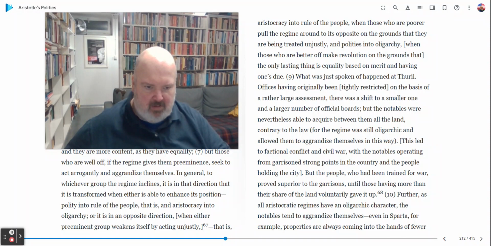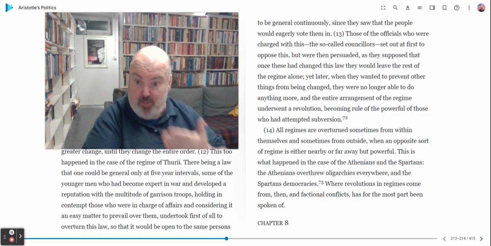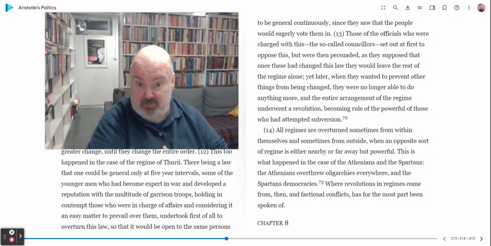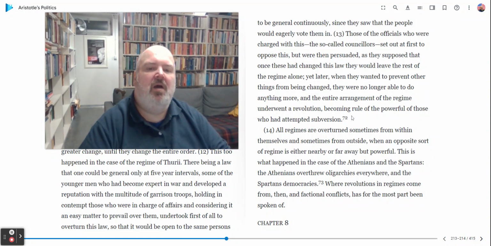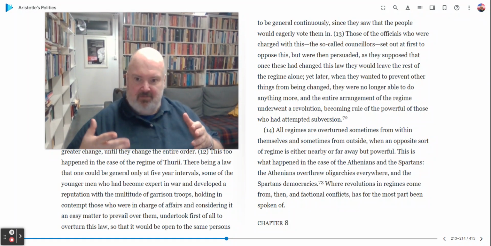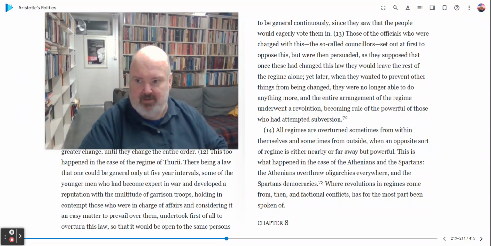But here, this led to a civil war. The notables were operating from the garrison, and therefore the strong ones, these military leaders, became few, and therefore they sought to aggrandize themselves, make themselves more and more powerful, and the people responded to them. Okay, so that's the second account of Thurii in the same chapter, and we get a different understanding of how the revolution happened.